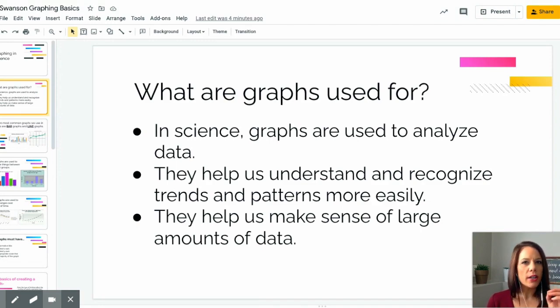Sometimes we can recognize that when our data is just in the data table. So if there's not a lot of data, a lot of times you can just look at the data table and be like, oh, that number is really high, or oh, that one's really low compared to the rest. But when you have a large amount of data, it can be difficult to make those realizations or recognize those things just in a data table. So they help us make sense of a larger set of data.